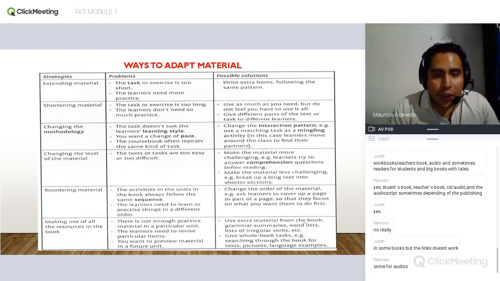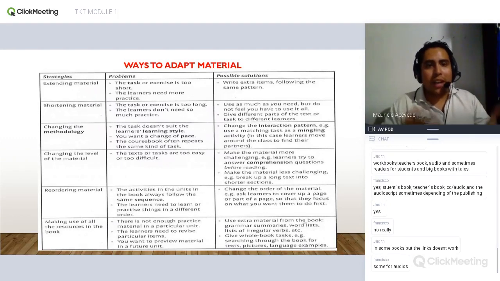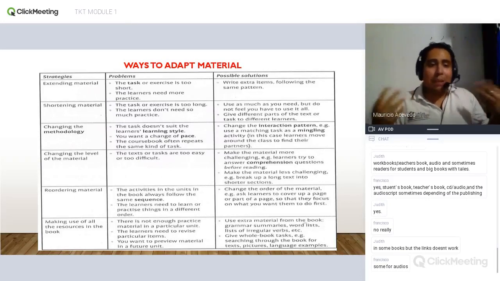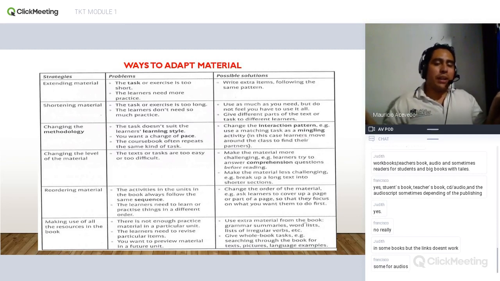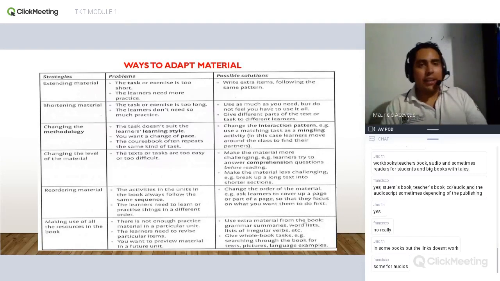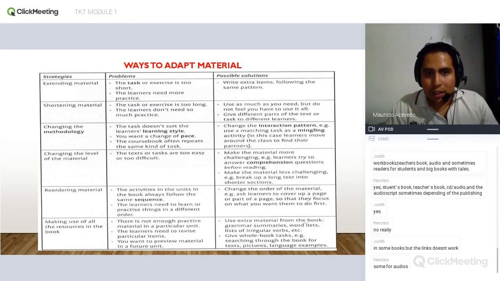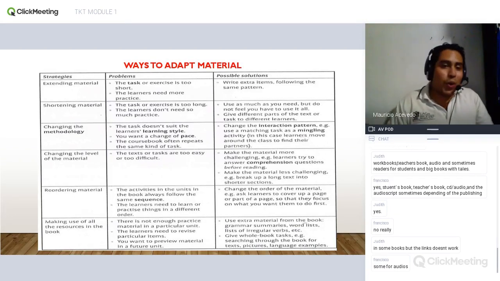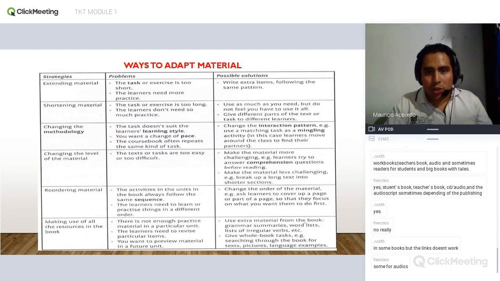Or you want to preview material in a future unit. Maybe you want to say, okay, please, next class, give me an investigation about this and this, but your student says, but I cannot do that, teacher, because I don't have internet at home. And you will say, well, you can look at this page, but maybe your book doesn't have it either. So what is a possible solution?